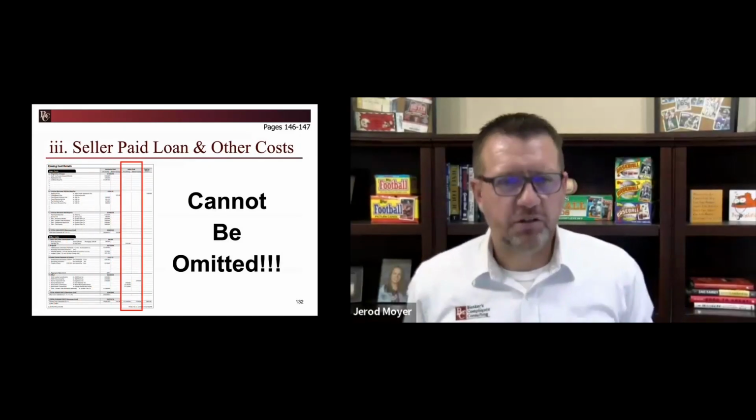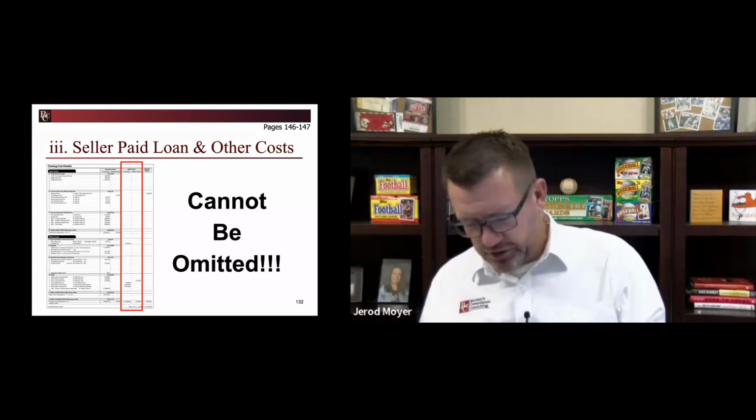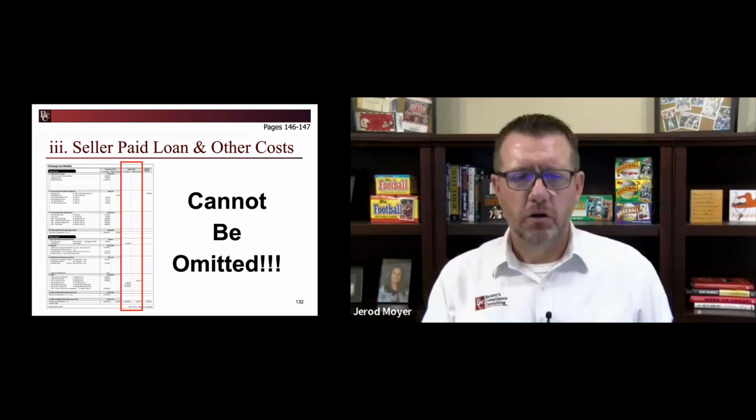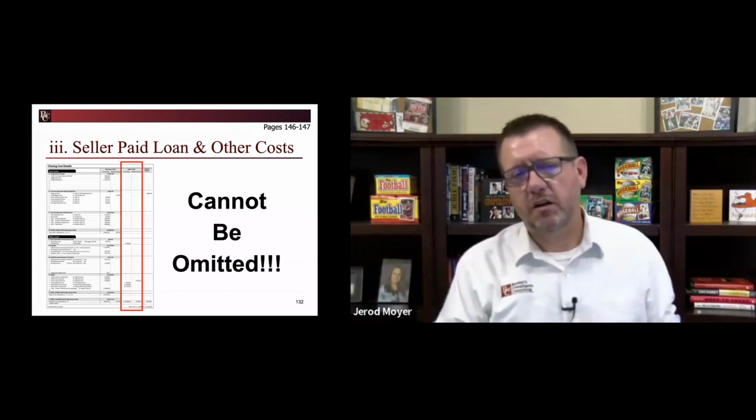Roman numeral 3. Let's talk about that. Okay, so what I have on the screen, what you have on the next page in your books, page 147, is in its entirety page 2 of the closing disclosure. I've outlined on the screen a red box around the seller paid column.